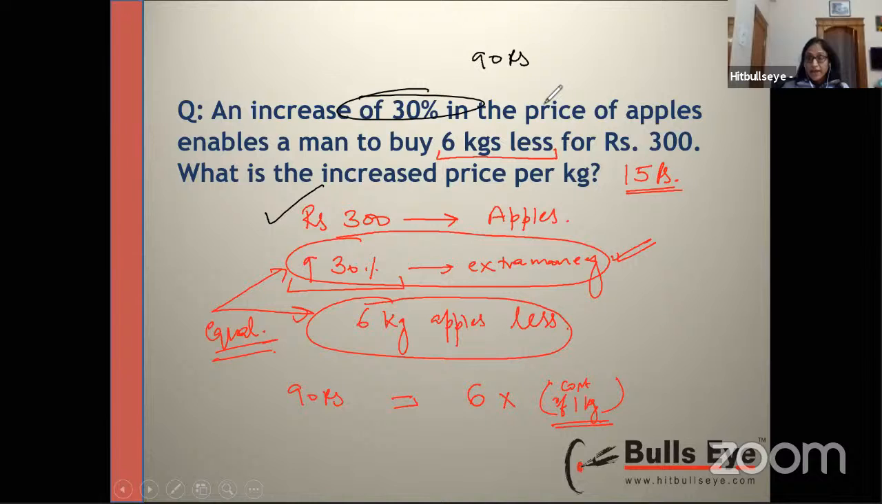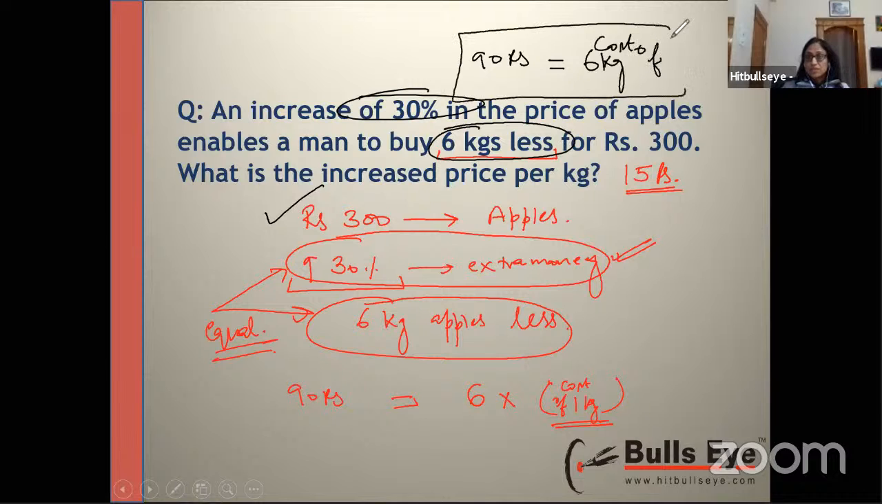But because you were not carrying that money, so the shopkeeper told you that you will be getting 6 kilograms of apples less. So the cost of 6 kilograms of apples is equal to 90 rupees. This is the meaning of the question, and this is the point where you get to have the answer. So if the cost of 6 kilograms is 90, the cost of 1 kilogram is 90 divided by 6, which gives you the answer 15 rupees.